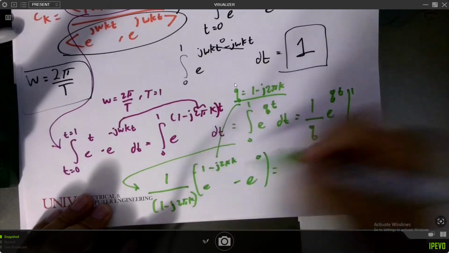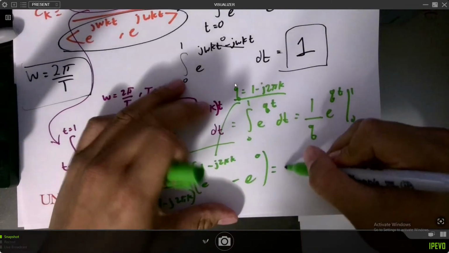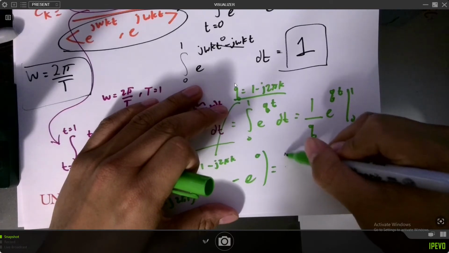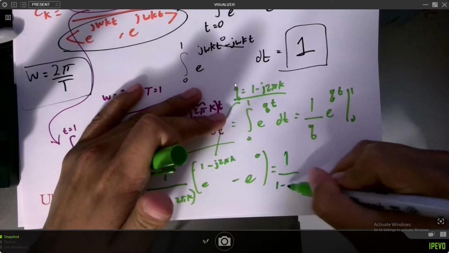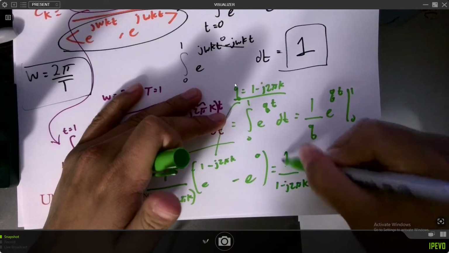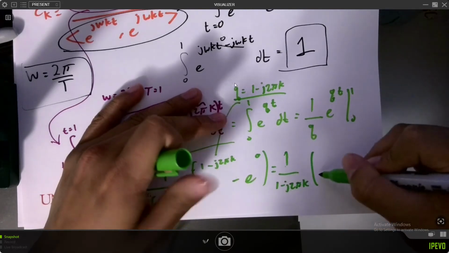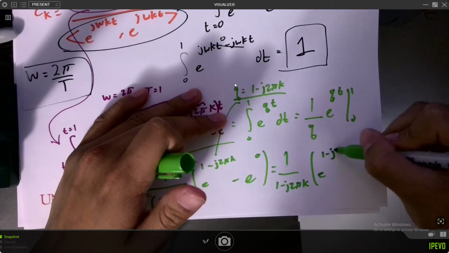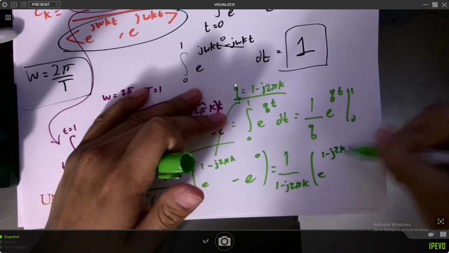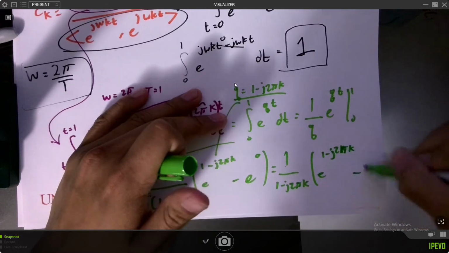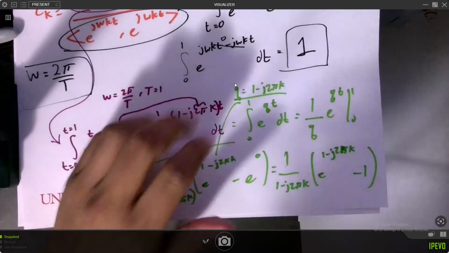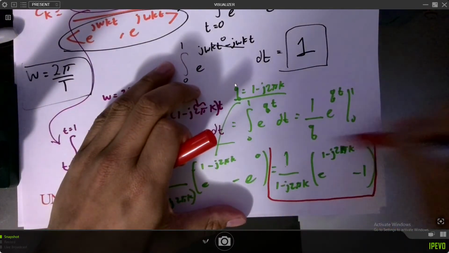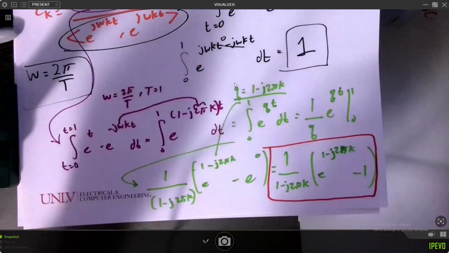And then we're going to get our happy little signal right here, which is 1 over 1 minus j 2 pi k, and then times e to the 1 minus j 2 pi k minus 1. And there you go. This right here is your solution to your Fourier series, your exponential Fourier series.